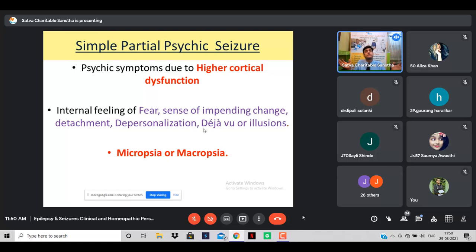There is a phenomenon where the person is disconnected from reality, and detachment is there. He's just staring. And depersonalization, a complete change in the habit in which the person is sitting, standing, clothing, or the way the person is talking. And deja vu. Deja vu means the person will feel as if this thing has happened earlier also, an imaginary thing, or a delusion which develops as if this has happened earlier. Micropsia or macropsia means they start seeing an object very, very small, or very enlarged. That sensation also develops in persons who have psychic symptoms during the seizure.